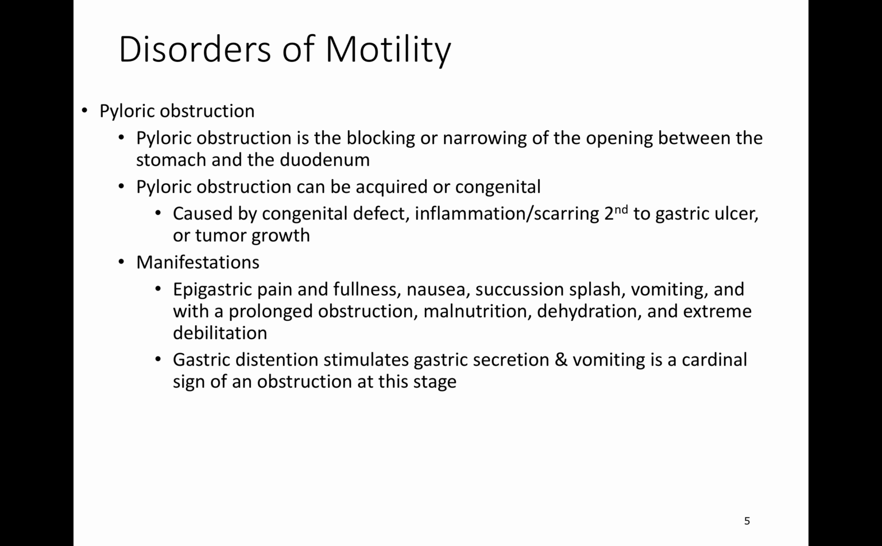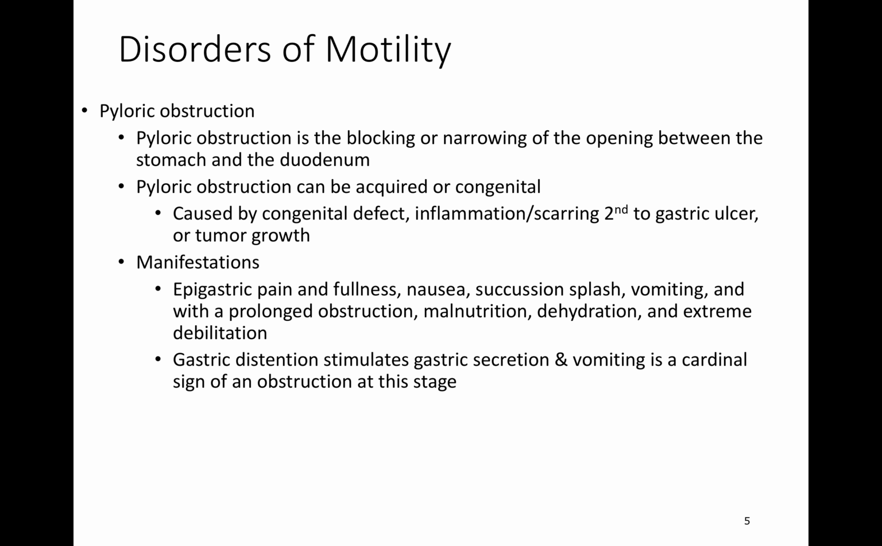Signs and symptoms begin with epigastric, meaning high, epi, above the stomach, pain and fullness, nausea, and succussion splash. That fancy term means a sloshing sound when you're listening with your stethoscope. It doesn't sound like normal peristalsis, which is just running. It's a splashing sound. Then vomiting. With a prolonged obstruction, we have vomiting. Because it goes down and there's an obstruction that's not letting it go through, it comes right back up, almost like a spring.